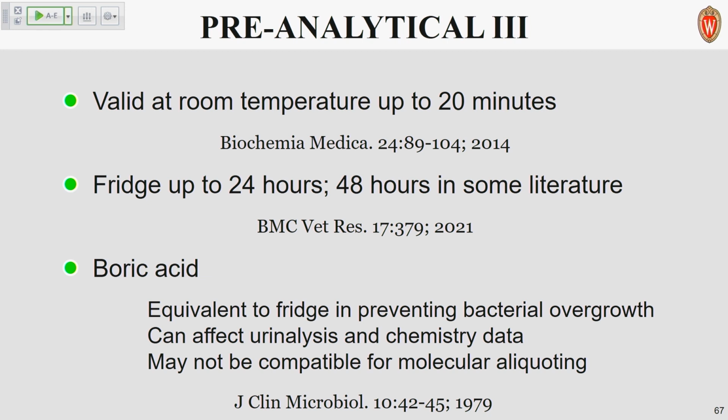Literature says your urine's good at room temp about 20 minutes. After that, you want to put it in the fridge, up to 24 hours. Some literature says it can be in the fridge for 48 hours without affecting your urine culture results.